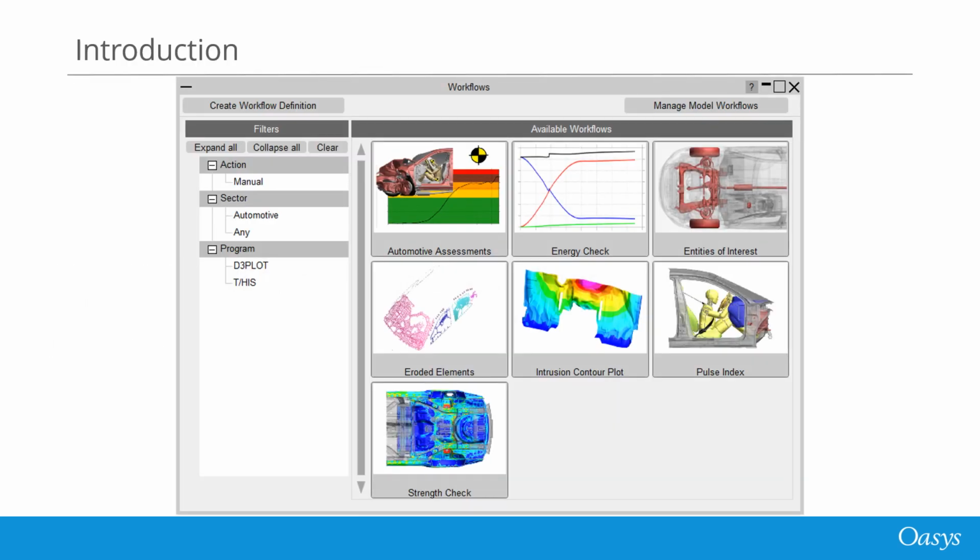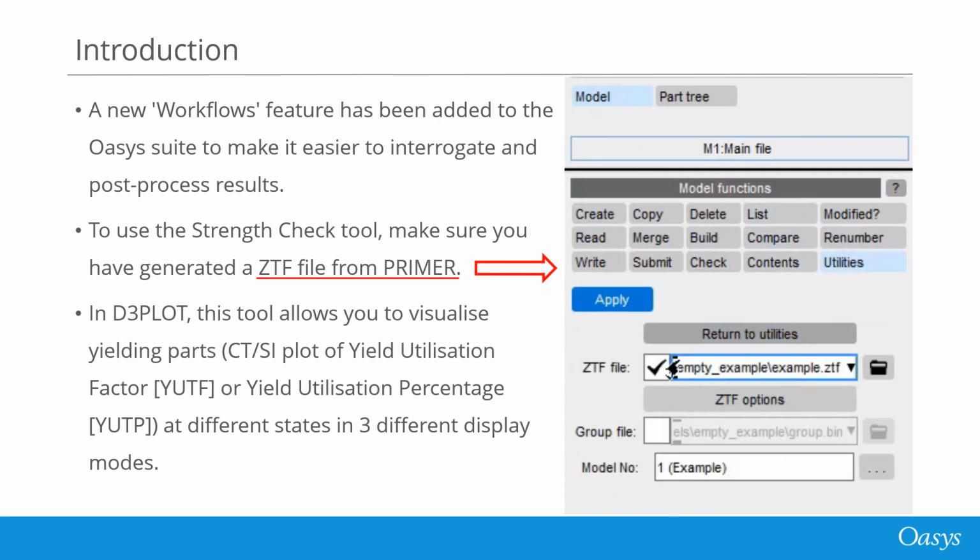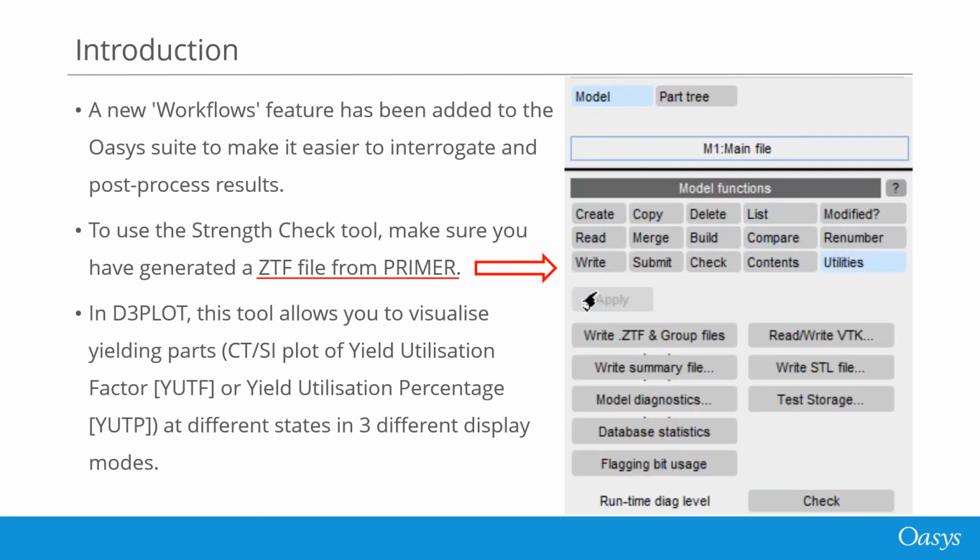A new workflows feature has been added to the Oasys suite to make it easier to interrogate and post-process results. To use the Strength Check tool, make sure you have a generated ZTF file from Primer. In ggplot, this tool allows you to visualize yielding parts at different states in 3 different display modes.